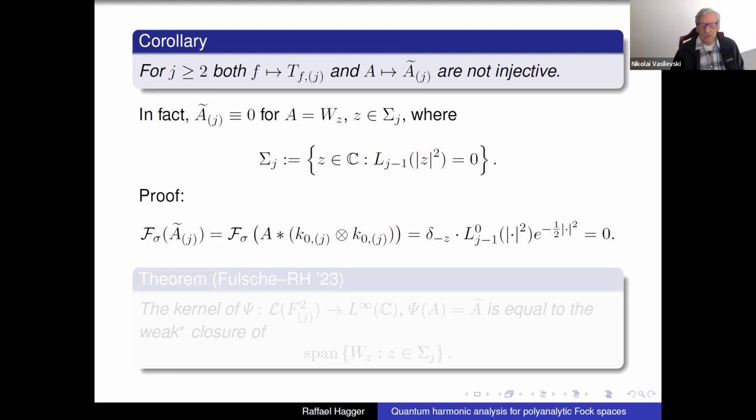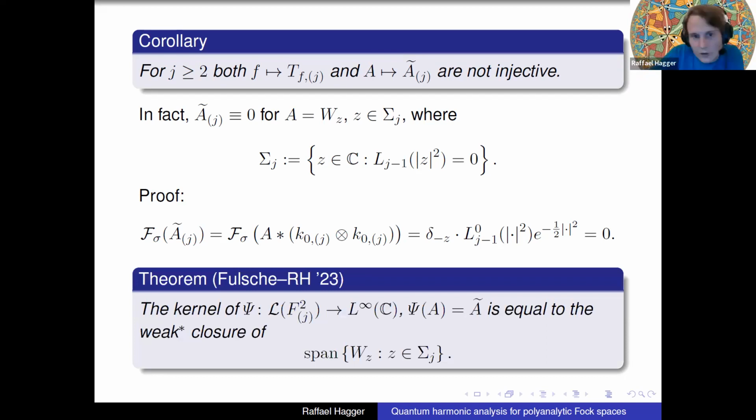Yes. Your sigma j is a finite set, because the Laguerre polynomial has a finite number of zeros. Yes, every polynomial has a finite set of zeros, but you have mod z square here, so these will be circles, in fact. It will be a collection of circles. Yes, a collection of circles.